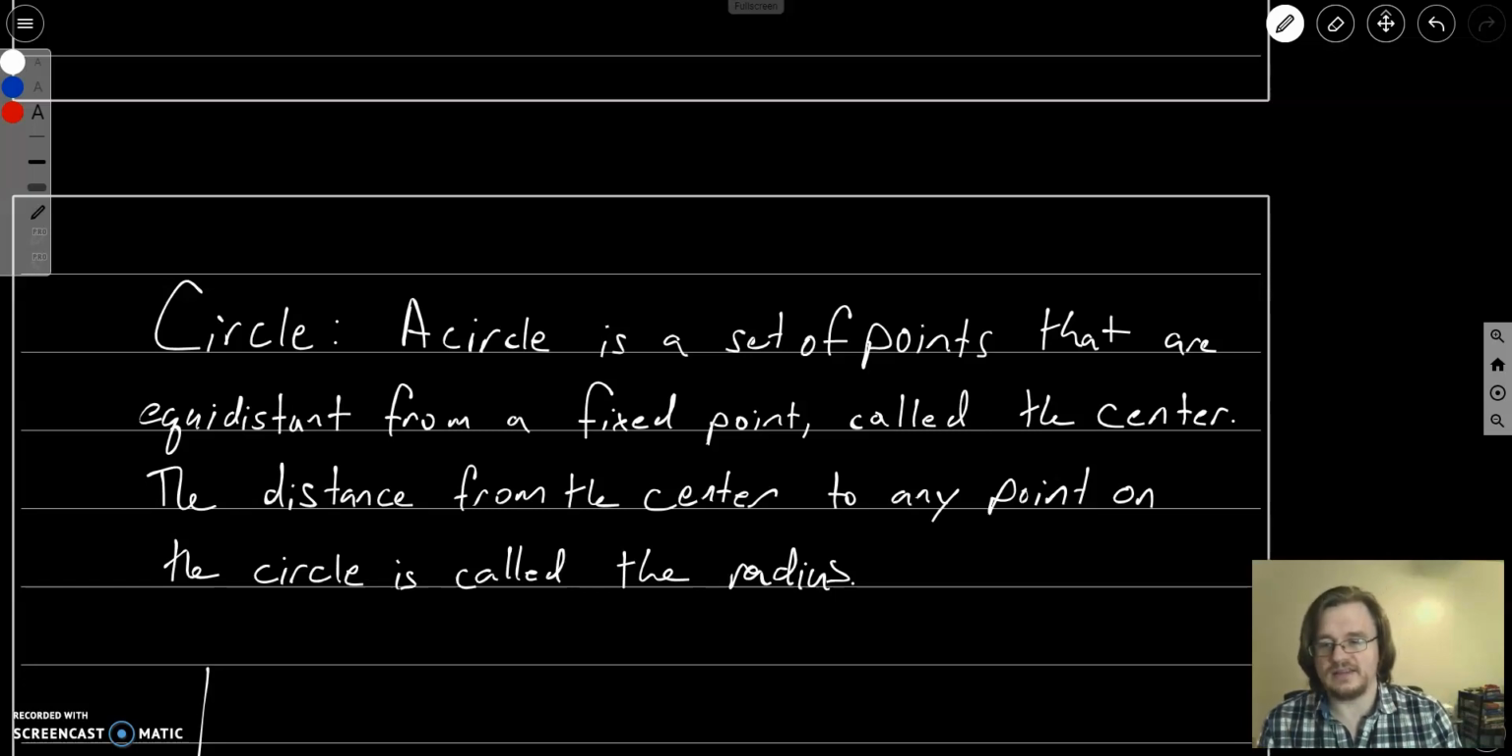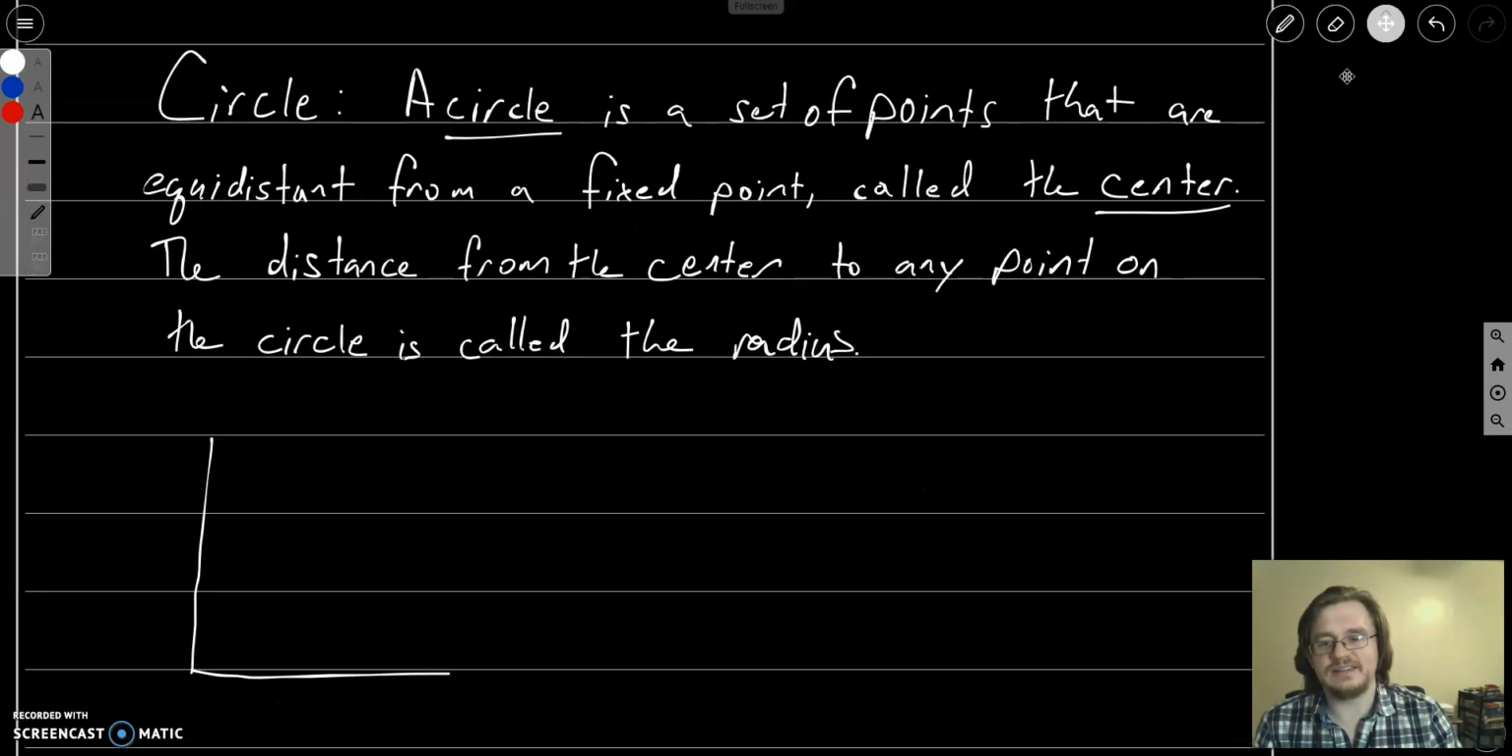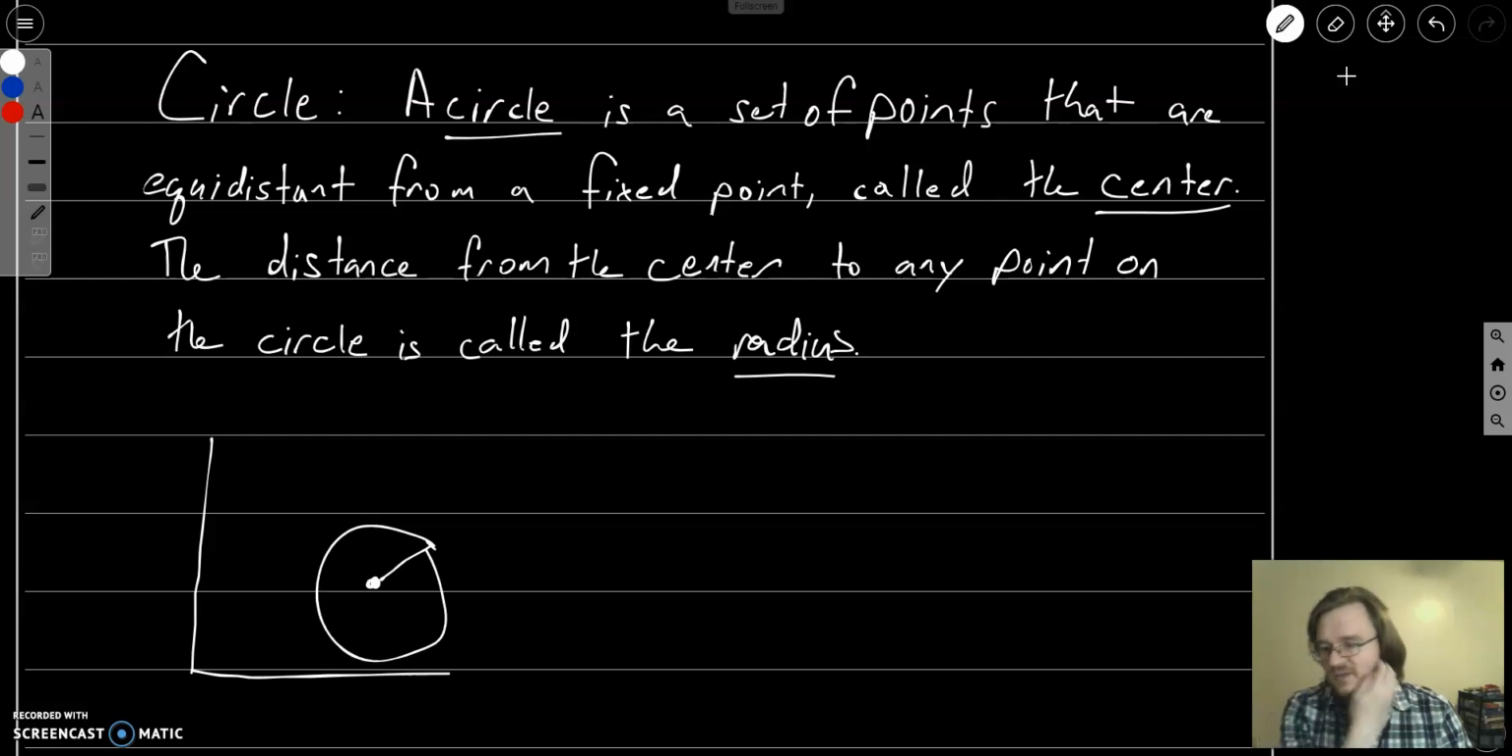So a circle, okay, most people will understand this, but we'll just define this in the technical sense. It's going to be a set of points that are equidistant, so they're all the same distance from the center. And then the distance from the center to the circle itself is called the radius. So if you can tell me where the center of a circle is, and then if you can tell me what the radius is, we can define a circle. That's not a very good circle, but we'll live with it.